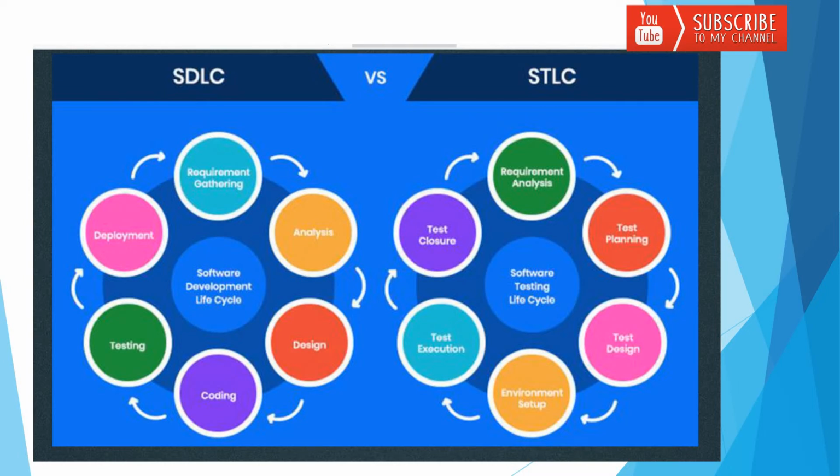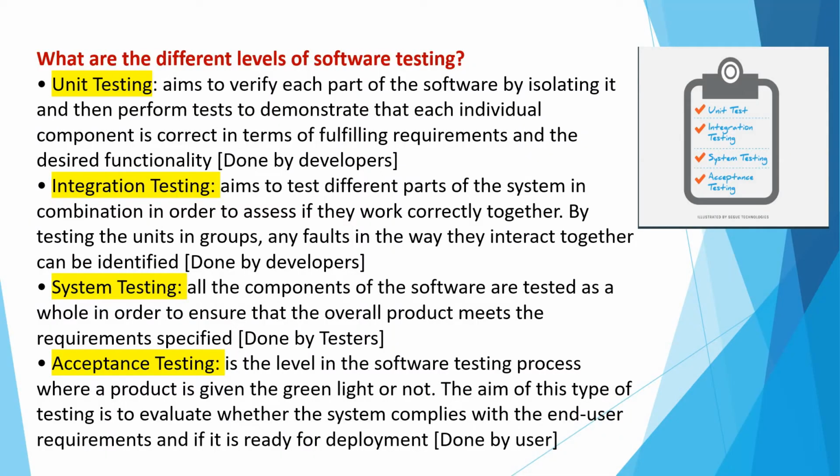Okay, now move to what are the different levels of testing. As I said: unit testing, integration testing, system testing, and acceptance testing. Unit testing aims to test each part of the software by isolating it and then performing the test to demonstrate that the individual component is correct in terms of fulfilling the requirement and the desired functionality. It's mainly done by the developers.